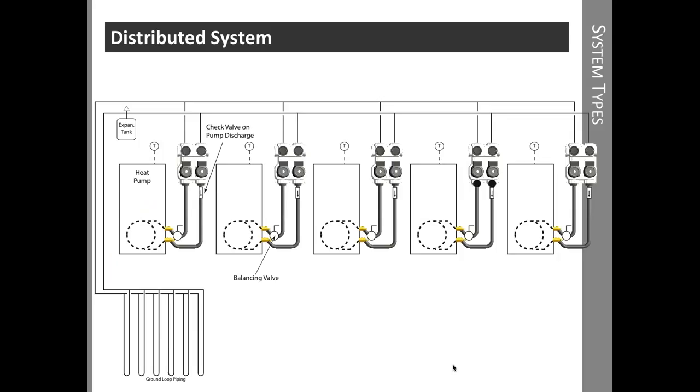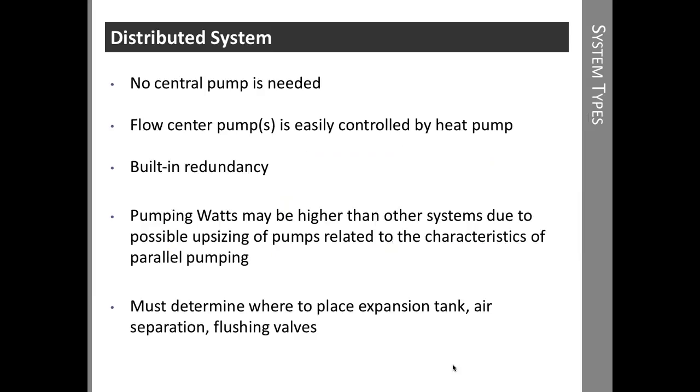We'll start with a distributed system, and this is multiple flow centers in the same loop. So we have a flow center for each heat pump, and all those flow centers are connected to the common ground loop. All right, so some advantages: no central pump is needed. That's certainly an advantage. The flow centers are easily controlled. When the heat pump turns on, the flow center turns on. It does have built-in redundancy. If one pump fails or one heat pump fails, the others are still available to run.